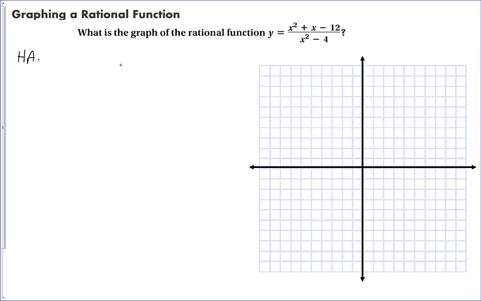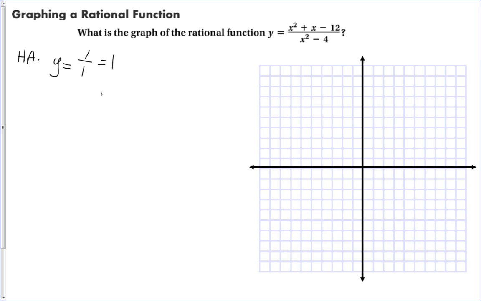If you remember that chart, all you do is look at the degrees of your top and your bottom. In this case, they're both 2, so they're the same. That means it's just the leading coefficient of the top divided by the leading coefficient of the bottom. So it's simply y equals 1, because the leading coefficient of the top is 1 and the other one is 1. That's the easiest thing to do.